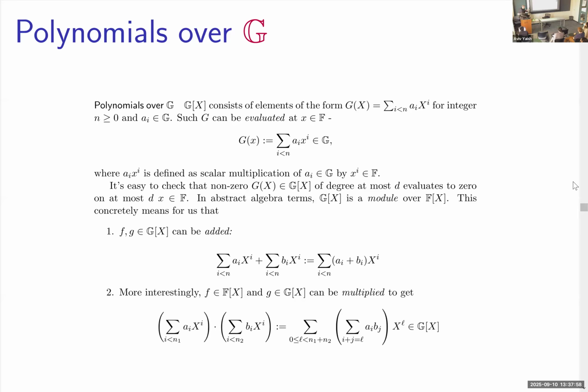It's easy to check that the regular Schwartz-Zippel lemma holds. Remember here, everything is prime. The group is of prime order, the field is of prime order. That is, a non-zero polynomial of degree d will be zero at most d x's in the field. We can add polynomials as usual: we add the coefficient of x^i, so this would be addition in the group.